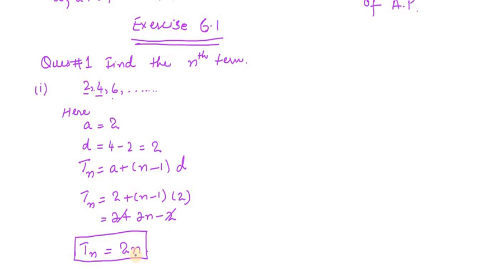If we put n equals to 1, we get the first term. If we put n equals to 2, we get the second term. If we put n equals to 3, we get the third term of the sequence, and so on. This is the use of the nth term formula. By this method, we can solve all parts of question number 1 of 6.1 for finding the nth term of the sequence.